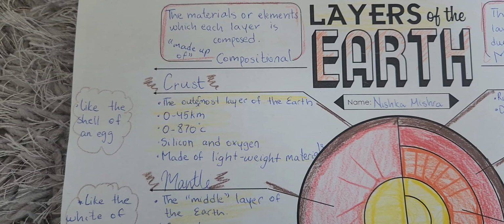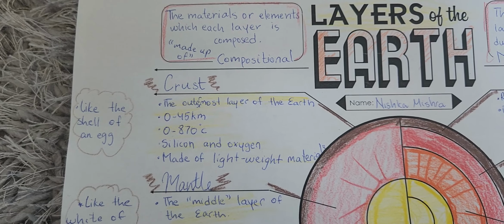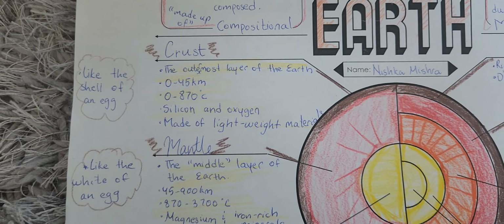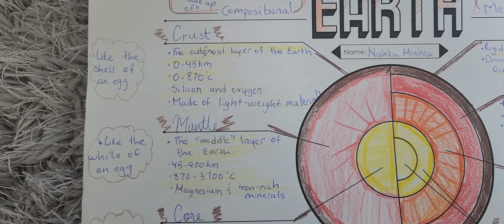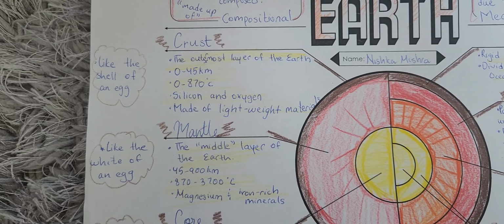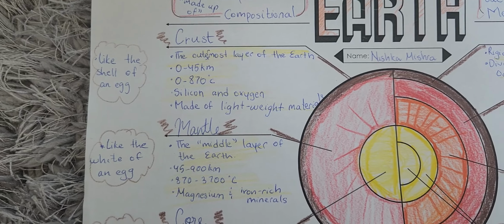Basically, the crust is made up of lightweight materials. You can see where the arrow is pointing to of the crust. It is like the outside of the circle, or the shell of an egg.